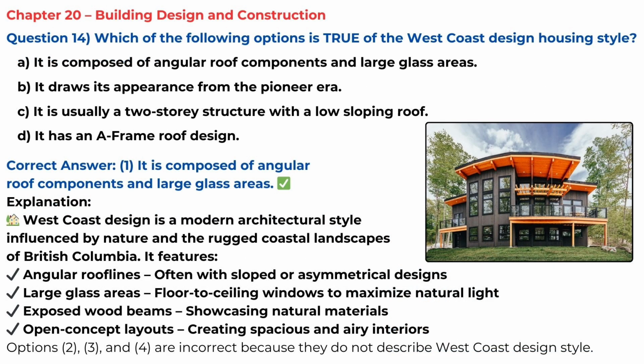Question 14. Which of the following options is true of the West Coast design housing style? Correct answer, A. It is composed of angular roof components and large glass areas. Explanation. West Coast design is a modern architectural style influenced by nature and the rugged coastal landscapes of British Columbia. It features angular rooflines, often with sloped or asymmetrical designs.